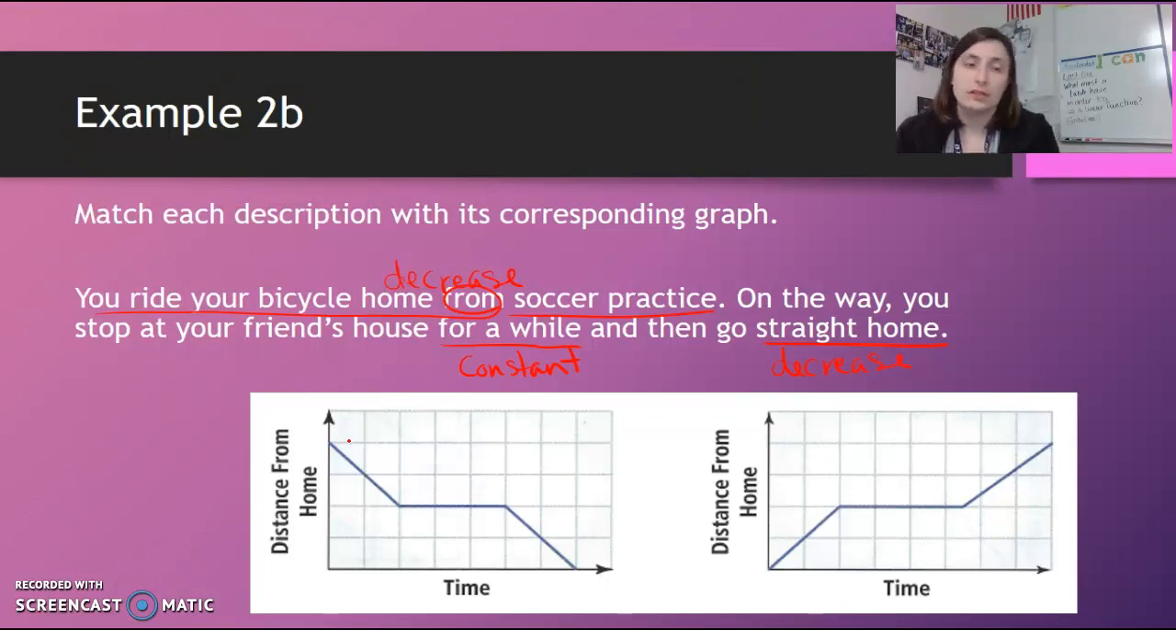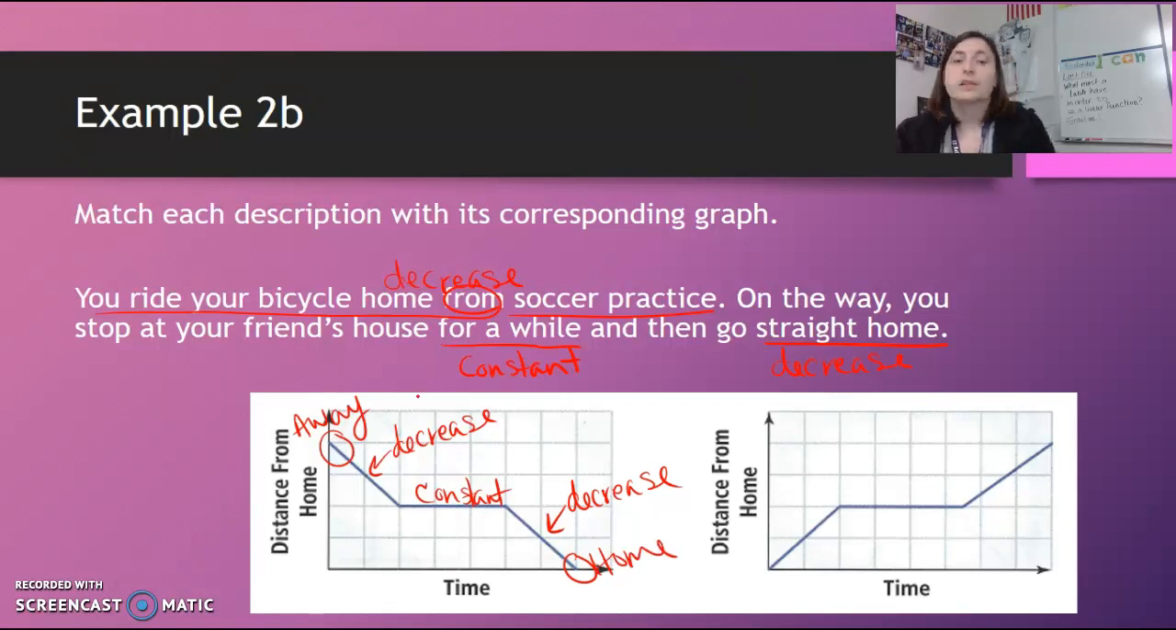And so when we look at this, here we start away from home. So we're starting away from home. So this would be soccer practice. We decrease. We're constant. And then we decrease until we've made it home. And so then that matches our description here. So that makes this distance from home graph our graph that we want for this one.